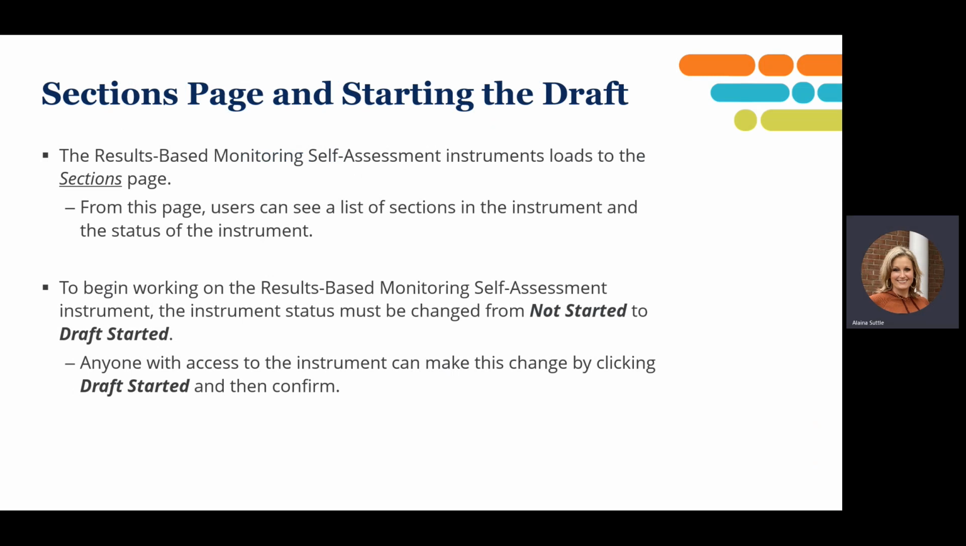Sections page and starting the draft. The results-based monitoring self-assessment instrument loads to the sections page. From this page, users can see a list of sections in the instrument and the status of the instrument. To begin working on the instrument, the instrument status must be changed from not started to draft started. Anyone with access to the instrument can make this change by clicking draft started and then confirm.